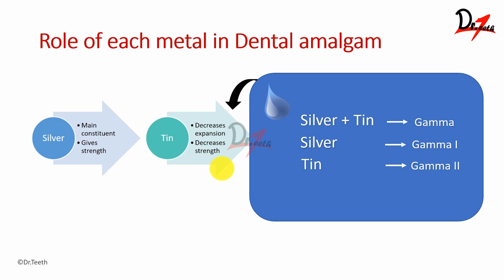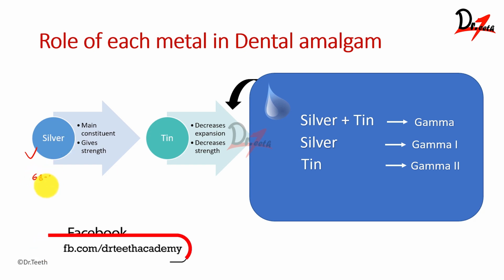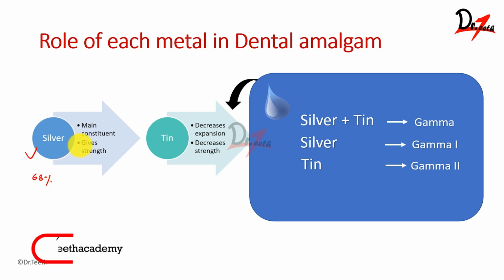So in the first slide, we had seen that silver was the main constituent, right? And to be specific, we have 68% of silver. Now silver, it is the main constituent, okay? And it gives the strength. But it has a problem. And that problem is that if we just use silver with the mercury, it will expand. The restoration will expand. So how do we deal with that?